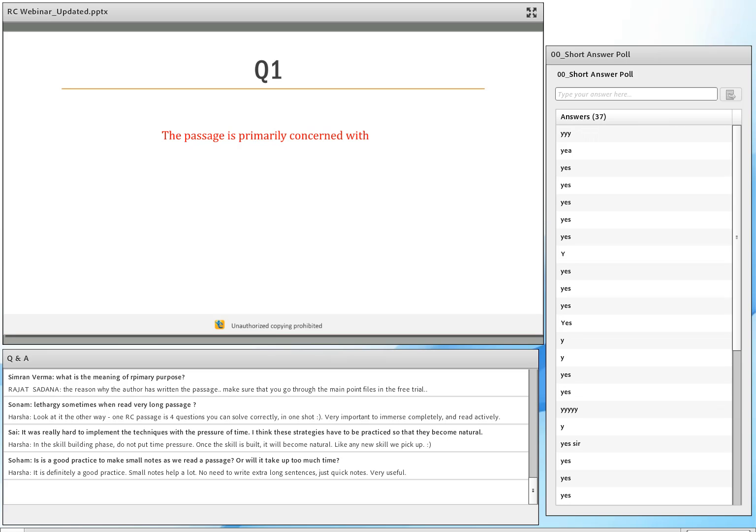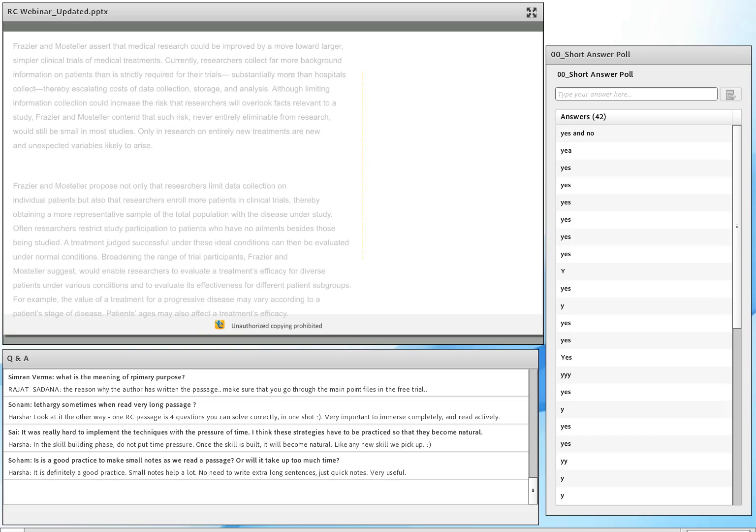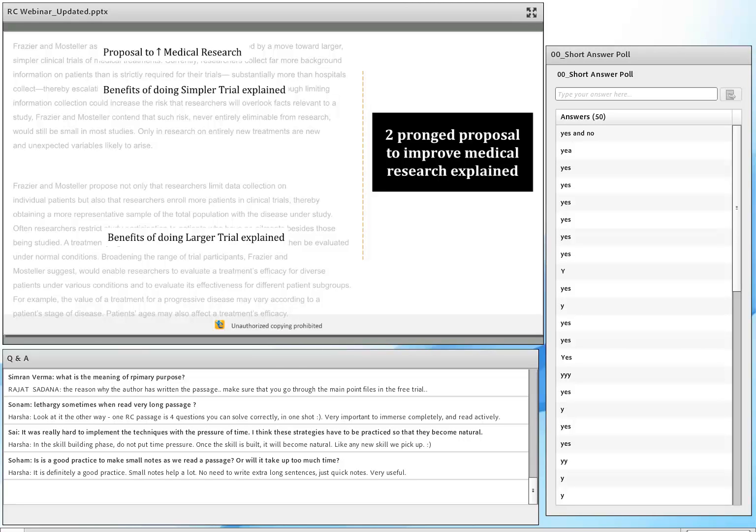Okay, what is the difficulty that this will fall under? It's a 700 level passage. As I said, this is a difficult passage. So let's look at all the questions over there. What's the main point of the passage? The main point of the passage, let's kind of look at this. Overall, we have a proposal to improve medical research, and one of them is benefits of doing a simpler trial. The second is benefits of doing a larger trial. So what I go about with regards to my main point is in two ways how medical research or clinical trials can be improved. That's kind of what I go with and go into the answer choices.